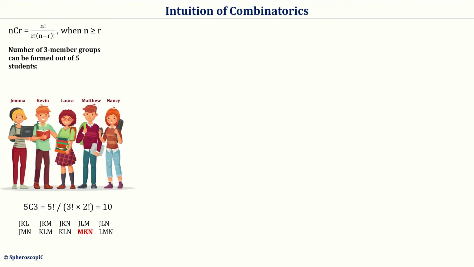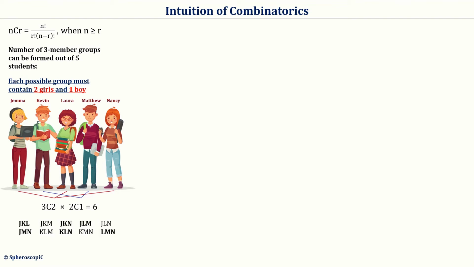Now if we apply few restrictions, when we select a group from these 5 students, in all possible 3-member groups, there must be 2 girls and 1 boy only. In that case, from these 3 girls, 2 girls can be selected in 3C2 ways. For each selected combination of 2 girls, from these 2 boys, 1 boy can be selected in 2C1 ways. That means total 6 3-member groups can be possible. These are the 6 possible 3-member groups in this case.